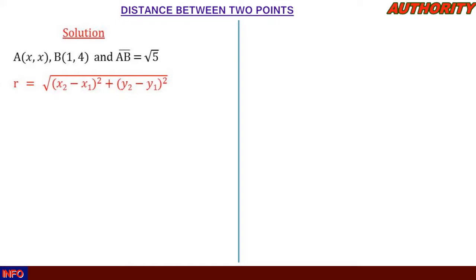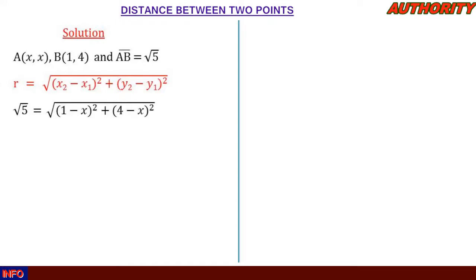r is equal to square root of 5, right? So we're going to say square root of 5 is equal to square root of, we take A to be x1, y1, and B to be x2, y2. So x2 is 1 minus x1 is x. So we're going to have (1 minus x) in bracket squared plus, then our y2 is 4 minus y1 is x. So we have (4 minus x) in bracket squared. Is that true? Yes. So this is the arrangement. So from here we can take the square of both sides.